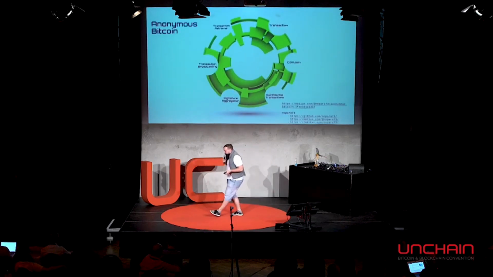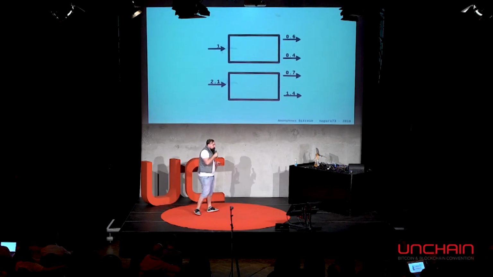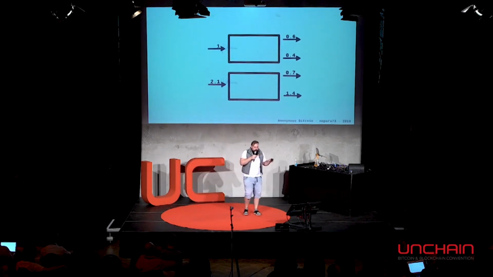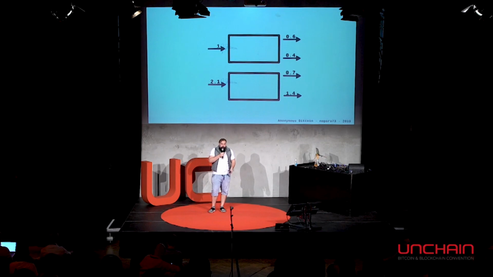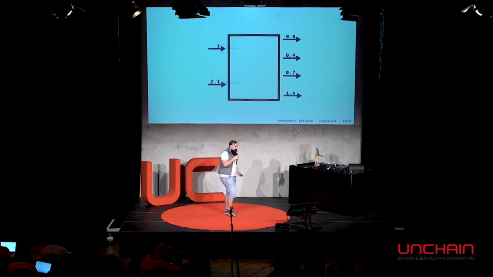Now, let's talk about coin joins. So we have the exact same Bitcoin transaction up there, and then we have a new Bitcoin transaction for 2.1 Bitcoin in and 0.7 to someone and 1.4 to someone else. Well, what is a coin join? You just combine these two transactions, and that's a coin join. It's not magic.